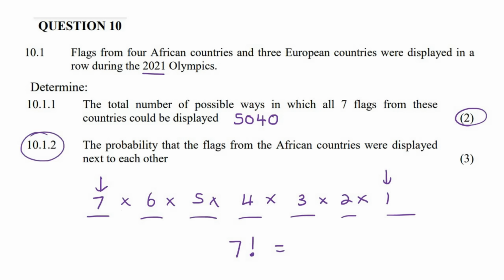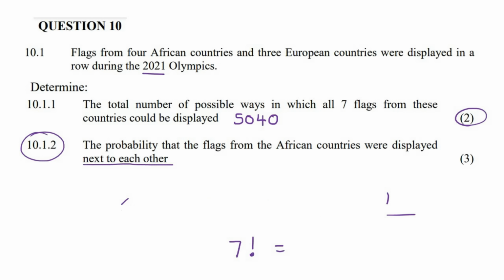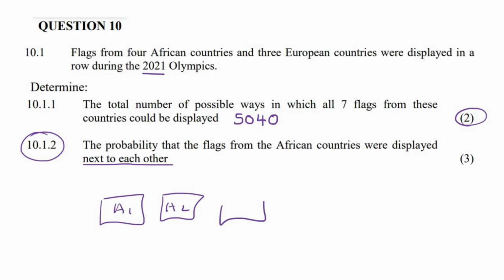Okay, now this one says, what is the probability that the flags from the African countries were displayed next to each other? So what you do in a situation like this is you pretend that the African flags are next to each other. If you've ever watched my videos on what to do when they want you to group things, we're going to use that technique. So check this out. Let's say we've got an African flag here, an African flag here. So we're putting all the African flags next to each other.